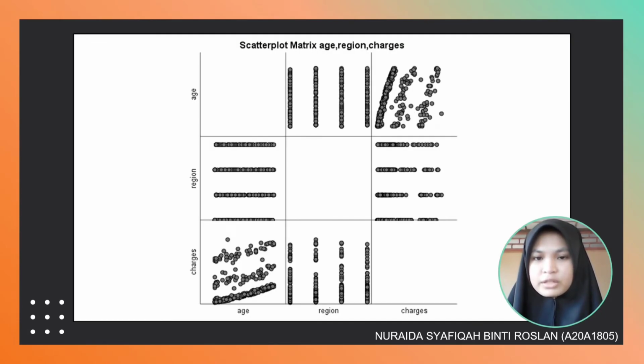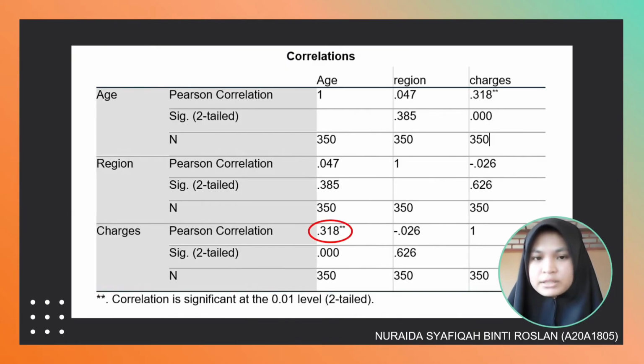To do prediction modeling, we use the equation of multiple linear regression. Here is our scatter plot matrix between age, region, and charges. The R values of charges have significant correlation with age, while region is not. The R value between region and age is very low. Perhaps there is no problem of multicollinearity.